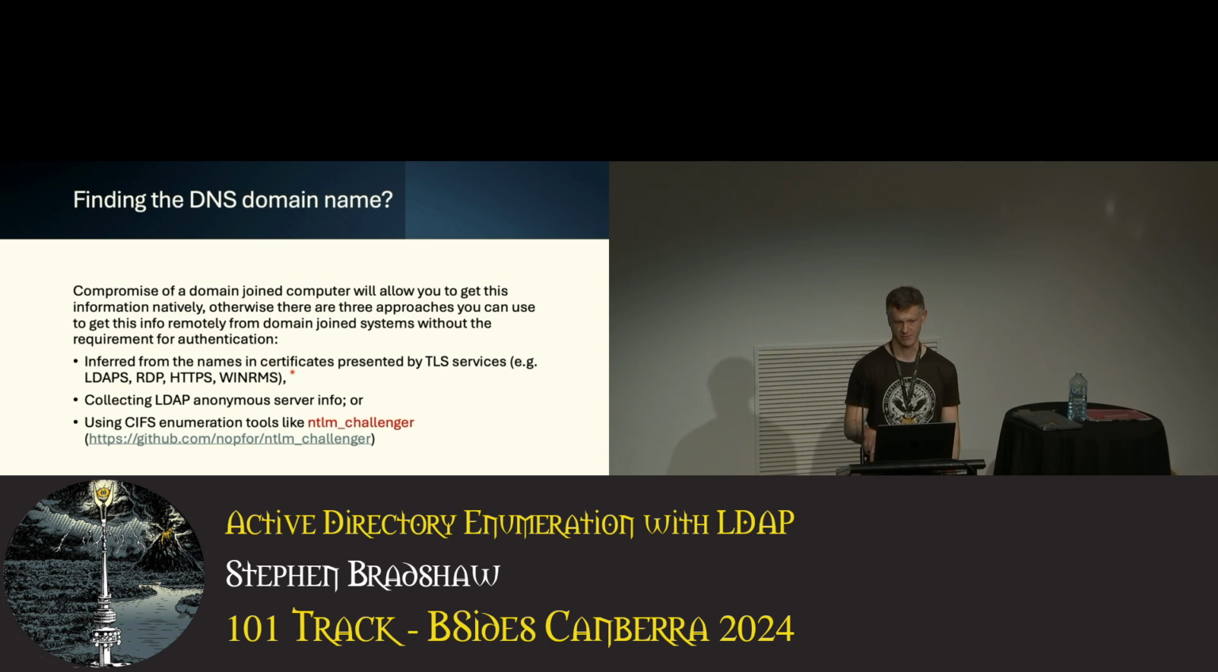It basically starts by finding at least one Windows machine within that domain via a port scan or other method, and then using one of these three methods to pull back information about the server name of that machine, from which you can infer the DNS domain name of the Active Directory domain. This can be looking at certificates presented by TLS services. Some examples on the slide are LDAPS, RDP, HTTPS, and Windows Remote Management. If you connect with something like the OpenSSL s_client, you can get back the certificate and look at the details of it.